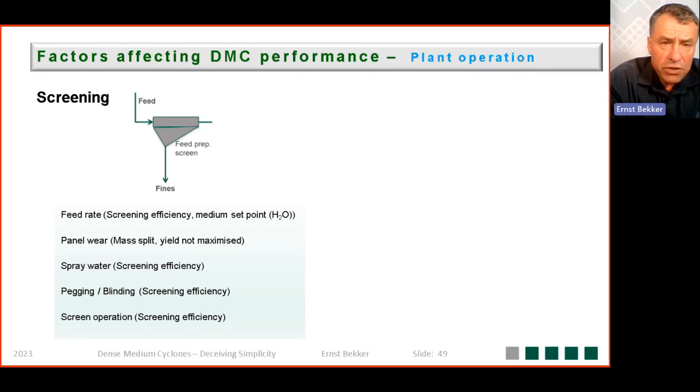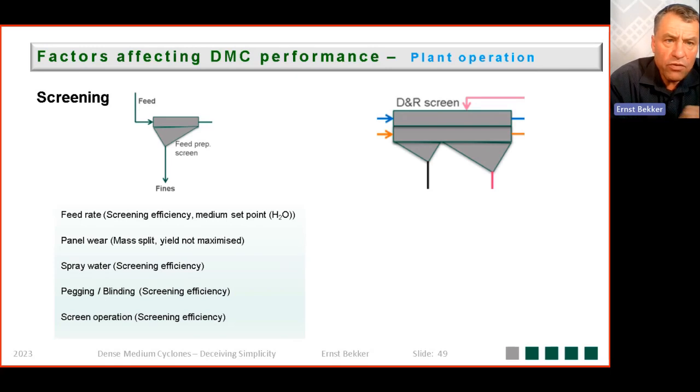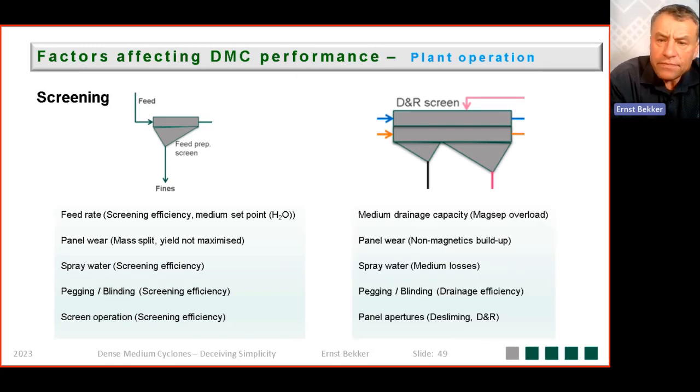You can send material that should have gone to the dense medium cyclone into the fines fraction, and it may be a process that's not as efficient as a dense medium separation. Therefore, your yield is not maximized. Inadequate spray water can impact on the screening efficiency. Pegging and blinding also impact on water carryover and screening efficiency. And then the actual screen operation, the actual mechanical operation, can also impact on the performance of the feed preparation screen.